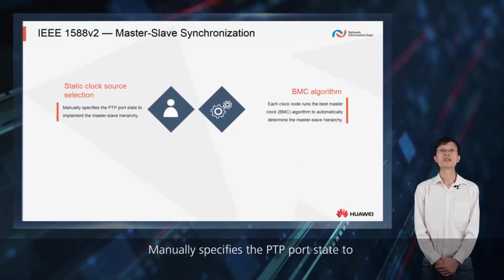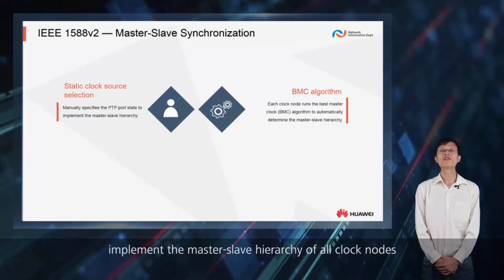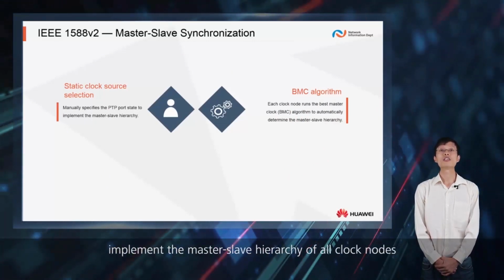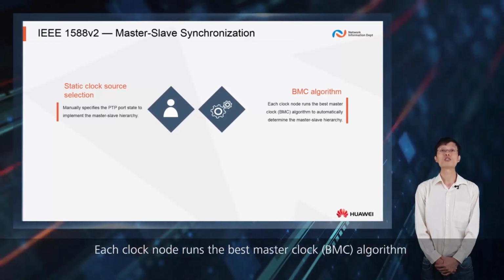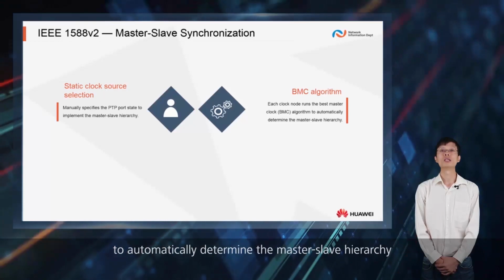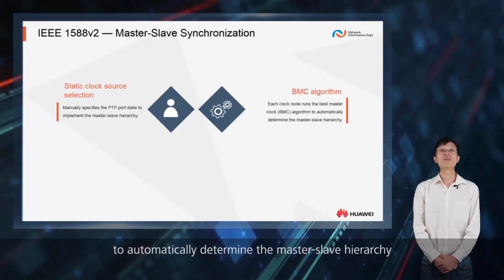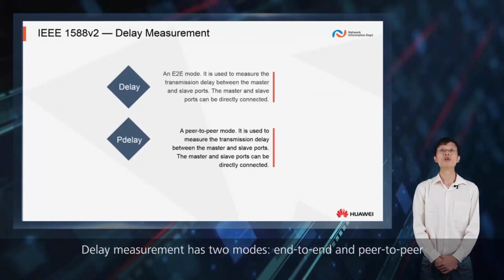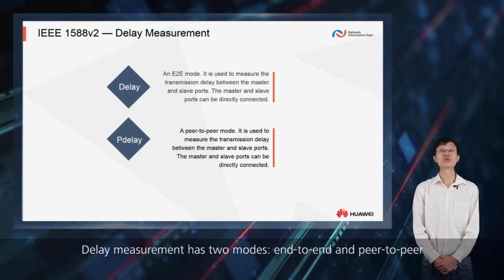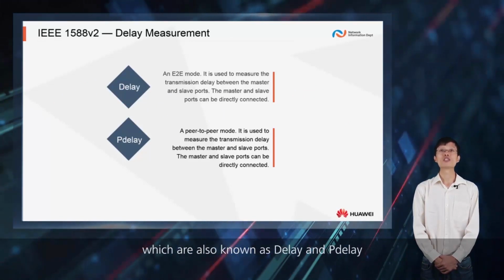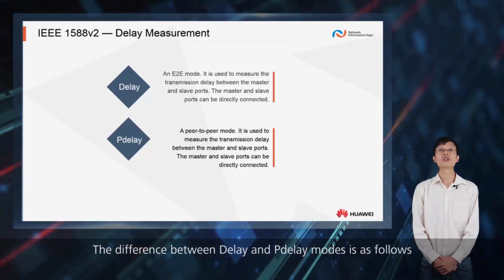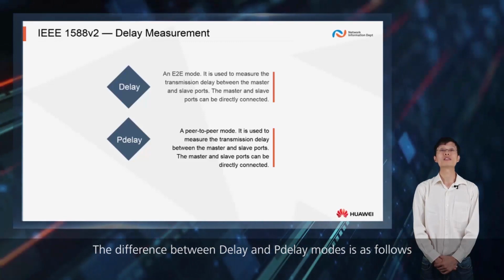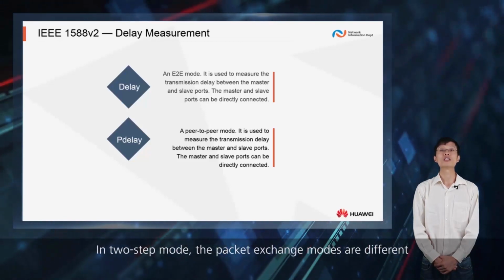One method is to manually specify the PTP port state to implement the master-slave hierarchy of all clock nodes. The other is that each clock node runs the best master clock, BMC, algorithm to automatically determine the master-slave hierarchy. Delay measurement has 2 modes, end-to-end and peer-to-peer, which are also known as delay and P-delay. The difference between delay and P-delay modes is as follows. In 2-step mode, the packet exchange modes are different.